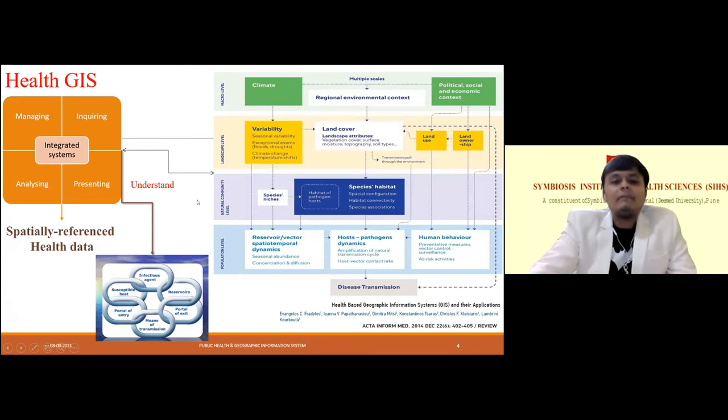And the second, it will help us to understand the spatial determinants of disease at the population level, that are the reservoir or vector, spatiotemporal dynamics, host or pathogen dynamics, human behavior at the natural community level, habitat of the pathogen hosts, etc. And on the landscape level, it will help us to understand the variability such as seasonal variability, exceptional events, and climate change. And at macro level, that is the topmost portion of spatial determinants of health, that is climate, regional environmental context, and social, economic, and political determinants.